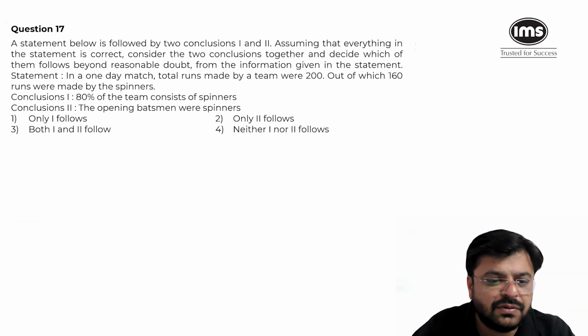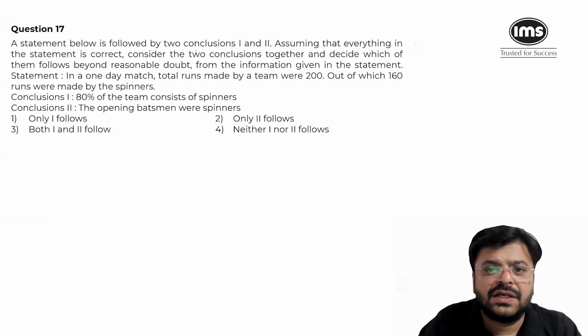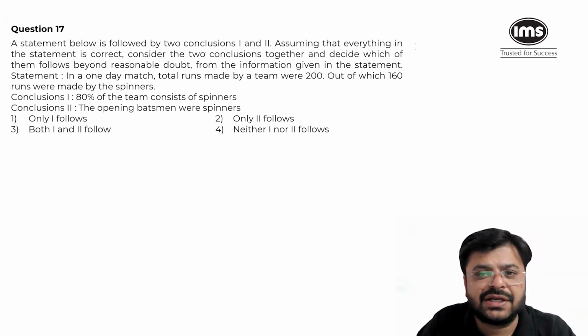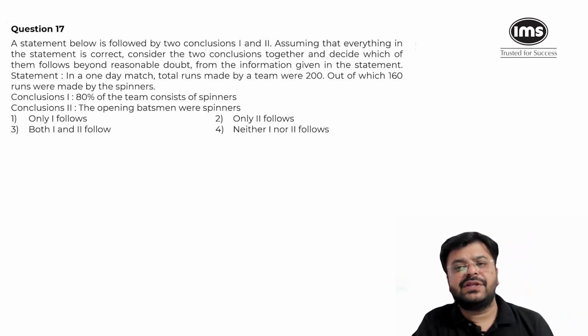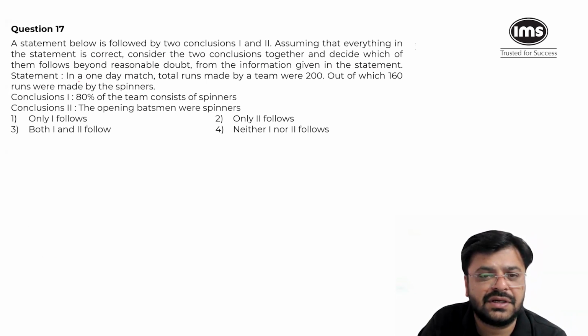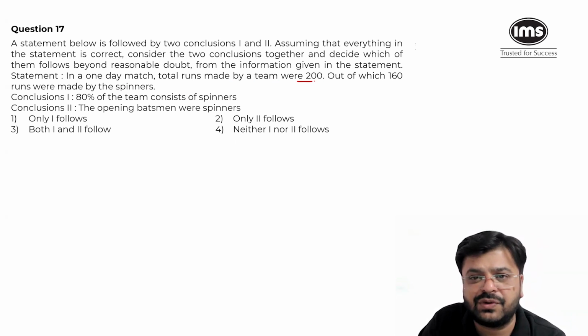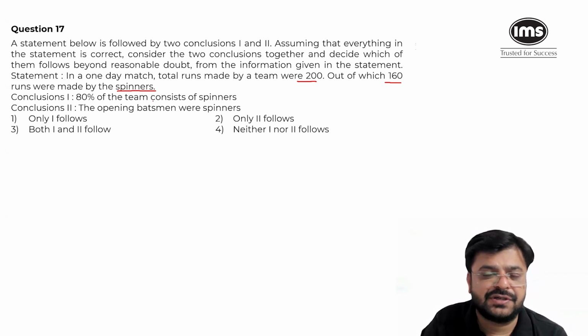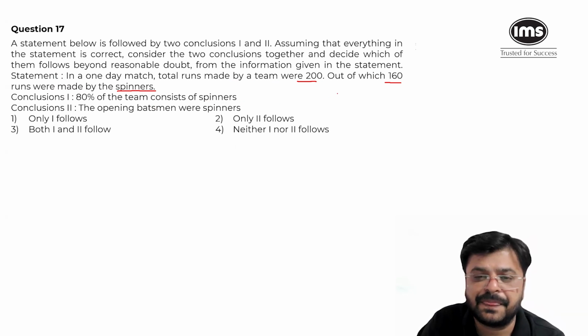A statement below is followed by two conclusions, one and two. Assuming that everything in the statement is correct, consider the two conclusions together and decide which of them follows beyond reasonable doubt. From the information given in the statement: in a one-day match, total runs made by a team were 200, out of which 160 runs were made by the spinners. Now the conclusion one says 80% of the team consists of spinners.